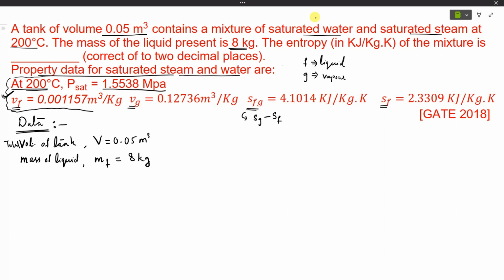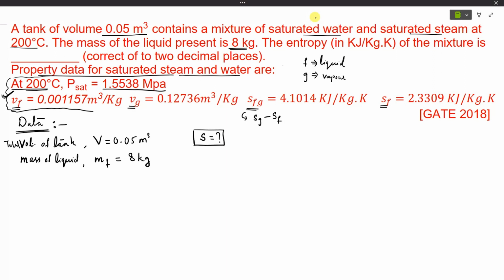So now what we are going to calculate in this question? So that is the entropy of the mixture. So that is entropy of the mixture of saturated water and saturated steam. So let's say the entropy of the mixture is S. So this we have to find out.